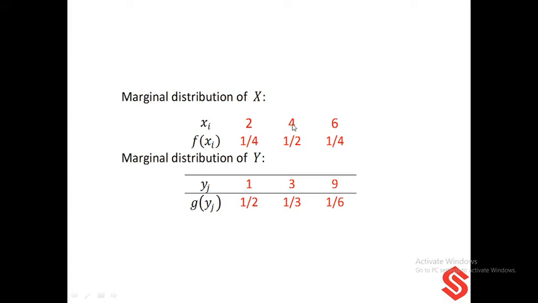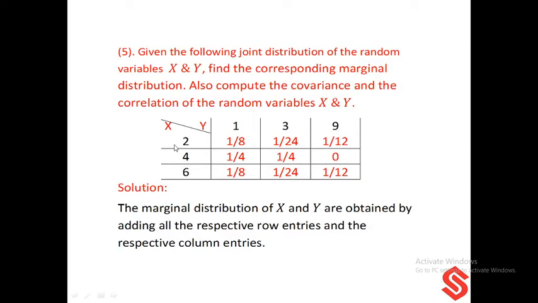Similarly x2 f of x2, that is 4 and 1 by 2, x3 f of x3. So these are obtained by adding the rows. x2 is 4, f of x2 is 1 by 4 plus 1 by 4 plus 0. Similarly f of x3 is 1 by 8 plus 1 by 24 plus 1 by 12.